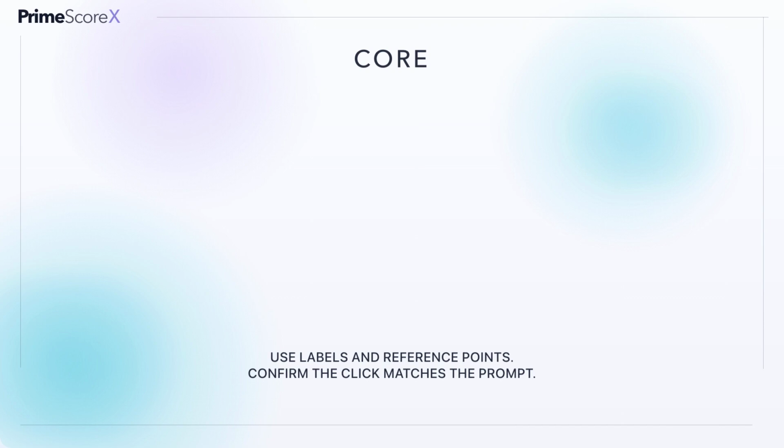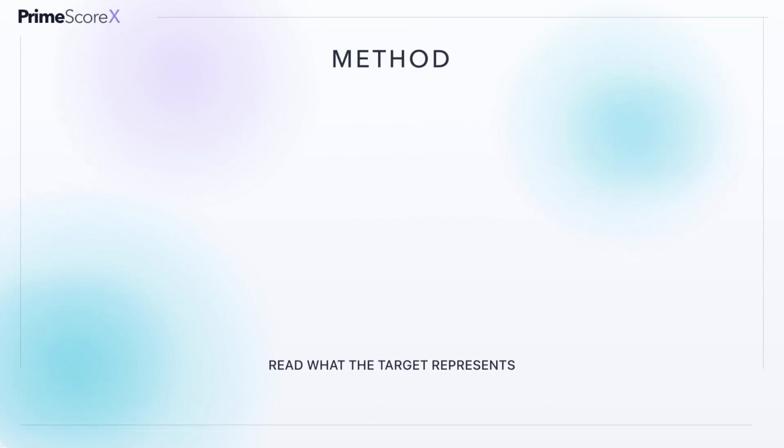There is also a useful contrast to remember. Use labels and reference points. Confirm the click matches the prompt. The weaker version feels busy, but does not always raise your score. The stronger version creates evidence: what you know, what slows you down, what repeats, and what needs a targeted fix before the next practice set.